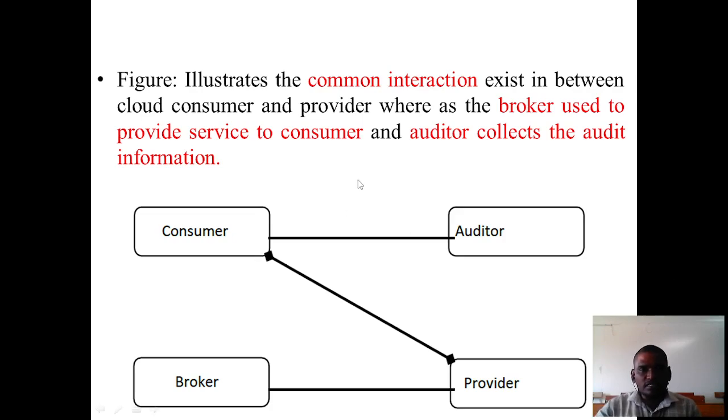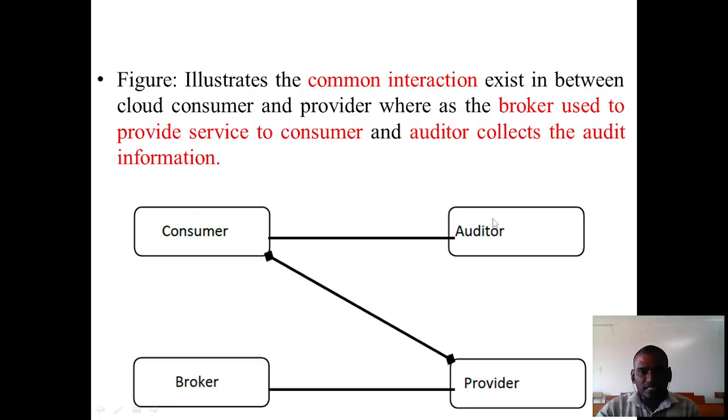One simple example. The figure illustrates a common interaction between cloud consumer and cloud provider, where the broker is used to provide service to the consumer and the auditor collects the audit information. That means those are the services provided between cloud consumer and cloud provider. That's the interaction between cloud consumer and cloud provider.